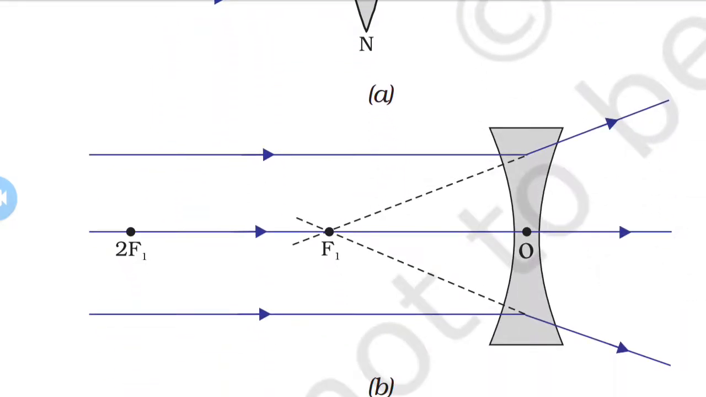Now we discuss the double concave lens. A lens having two spherical surfaces curved inwards is called a double concave lens, or simply a concave lens. It is thicker at the edges than at the middle. A concave lens diverges light rays as shown in the figure, and hence a concave lens is called a diverging lens.